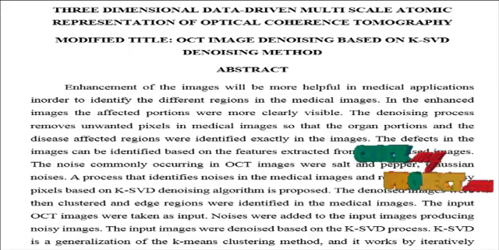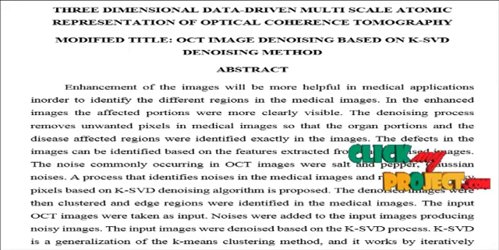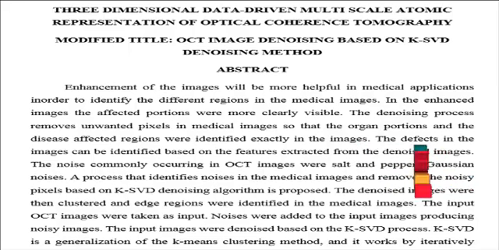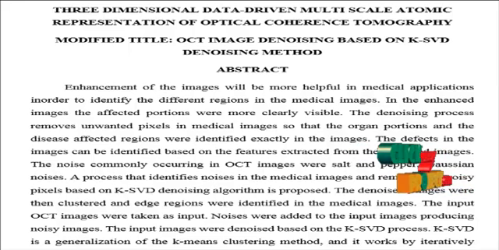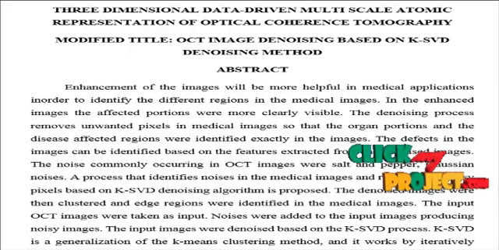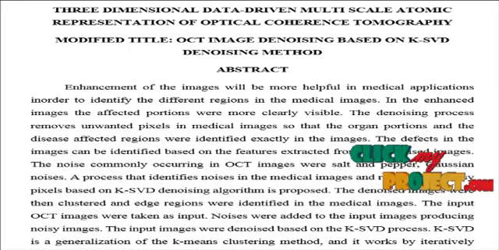The input OCT images were taken. The noises were added to the input images, producing the noisy OCT images. The input images were denoised based on the KSVD process. KSVD is a generalization of the K-means clustering method, and it works by iteratively alternating between sparse coding the input data based on the current dictionary and updating the atoms in the dictionary to better fit the data. It aims to partition n observations into few clusters in which each observation belongs to the cluster with the nearest mean, serving as the prototype of the cluster.